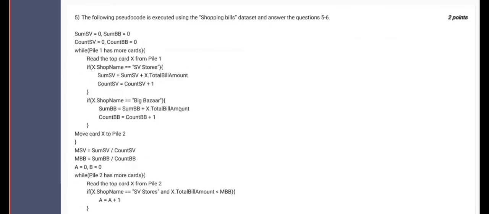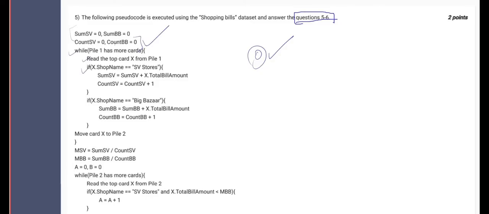The following pseudocode is executed using the shopping bills dataset, and this is the common data for questions 5 and 6 together. Sum SV, sum BB are both zeros, and count SV, count BB are all zeros. Okay, this is good enough. While pile 1 has more cards, read the top card.